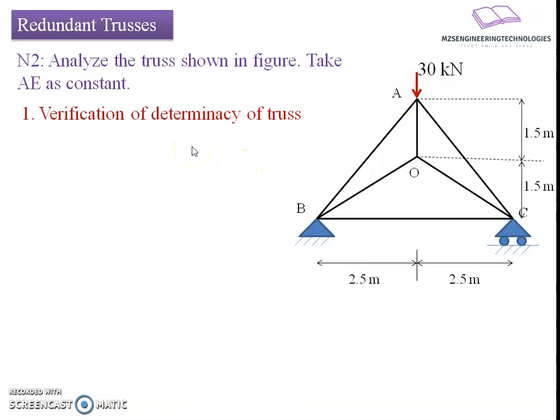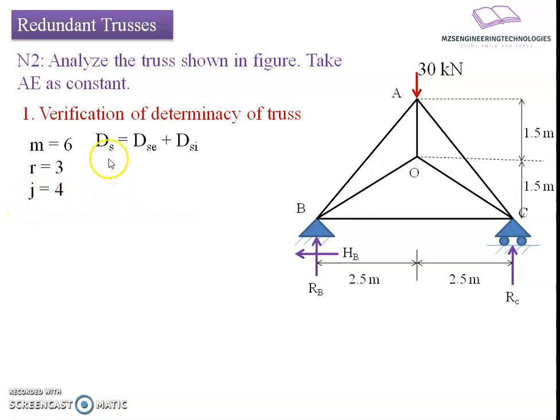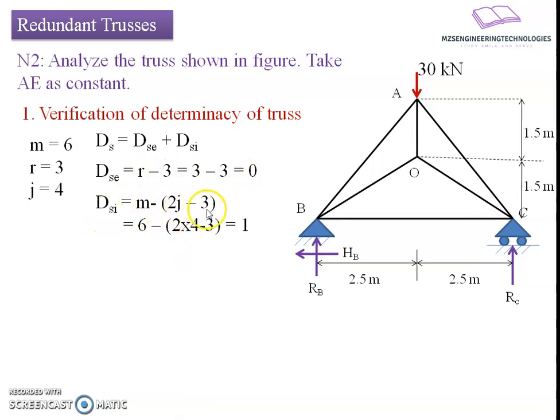Now we will first confirm whether it is statically admissible or not. For that we count the members and the reactive forces. The count of members comes to 6, the count of reactive forces is 3, and the count of joints is 4. If I put this in the degree of static indeterminacy equation, we get Ds equals Dse plus Dsi, bifurcated as external and internal indeterminacy. So Dse equals r minus 3, which is 3 minus 3 equals 0, and Dsi equals m minus 2j plus 3, which is 6 minus 2 into 4 plus 3 equals 1.